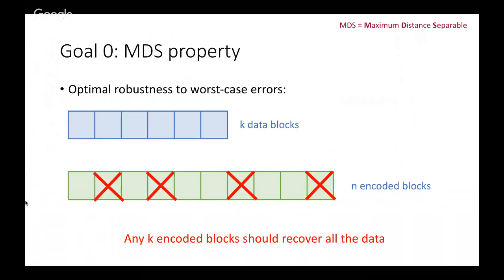If you think about this, this is a very strong property, because clearly we need k encoded blocks to recover all k data blocks just by counting, and this is saying that any k encoded blocks should do. So this is the best case robustness to failures. And it turns out we can achieve this. We know of lots of codes which can achieve this. Given that we can achieve this very strong notion of worst case robustness, we want it. So that's goal 0: we're going to demand that we have the MDS property.